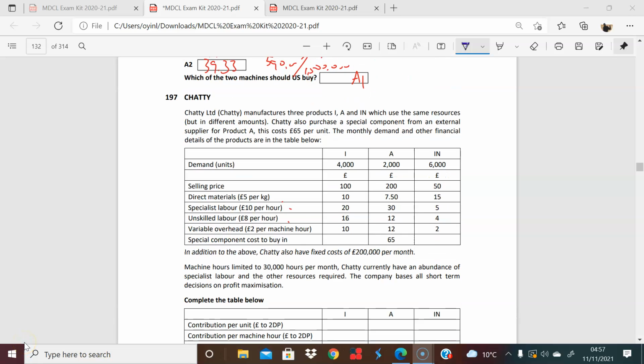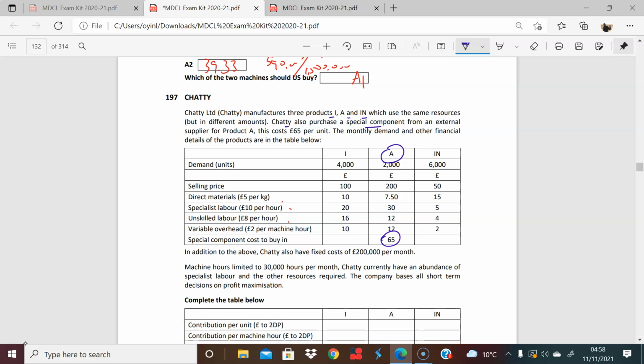Okay, so we're on to Chatty. What we have here says that Chatty manufactures three products, I, A, and N, which use the same resources but in different amounts. Chatty also buys in a special component from an external supplier for product A. So for product A, we also bring in another raw material. And here are the monthly demands.